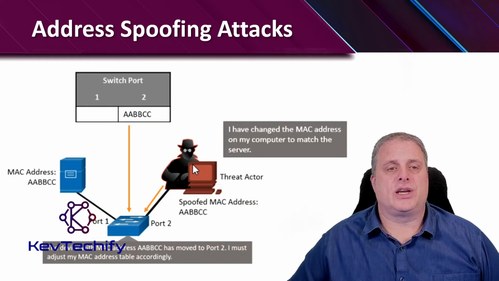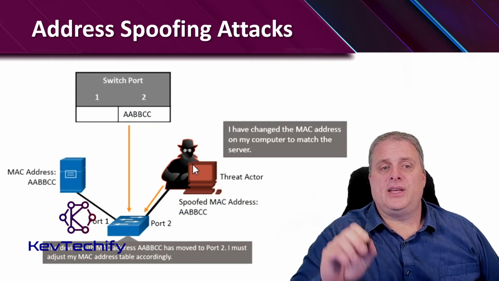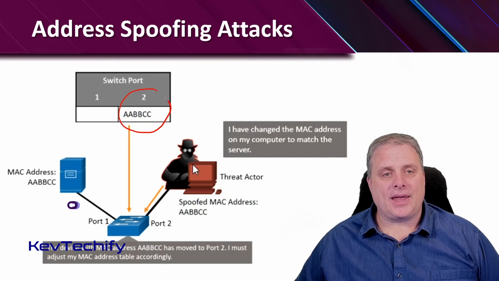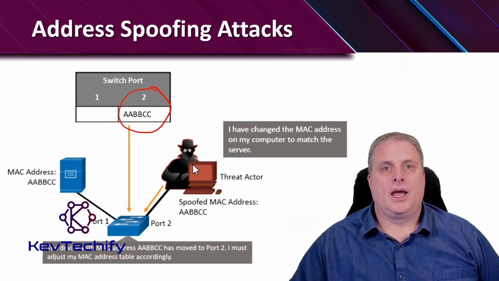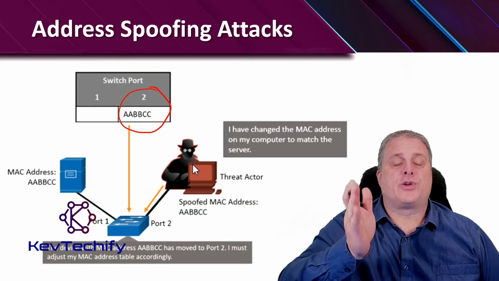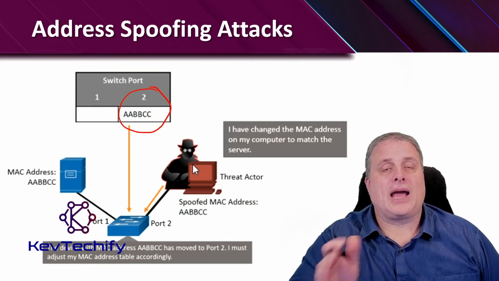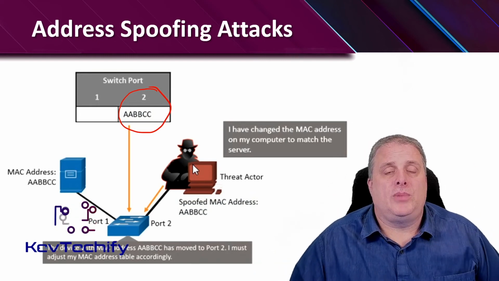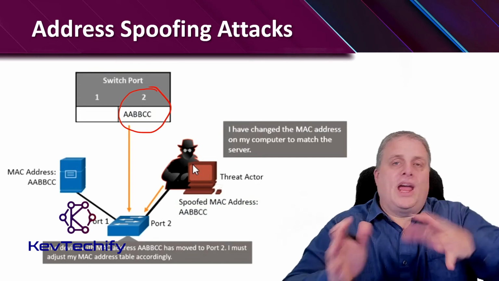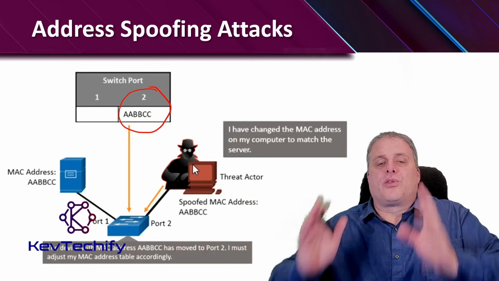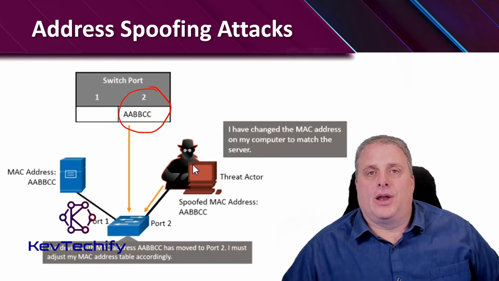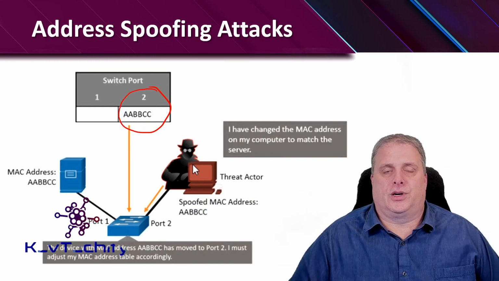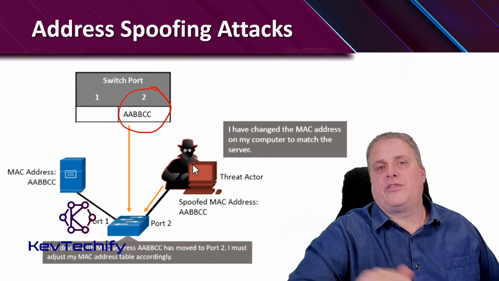And now the switch says, I understand that AABBCC is the server, but now it's coming on port 2. We are now going to map that to port 2. And so whenever I, the switch, must send traffic to the server, I will now, of course, send it out port 2 to the MAC address of AABBCC. So we have our users that can be legitimate. We have our threat actors that can do bad things on your network, all using the same network devices and network infrastructure that our normal everyday traffic runs on.